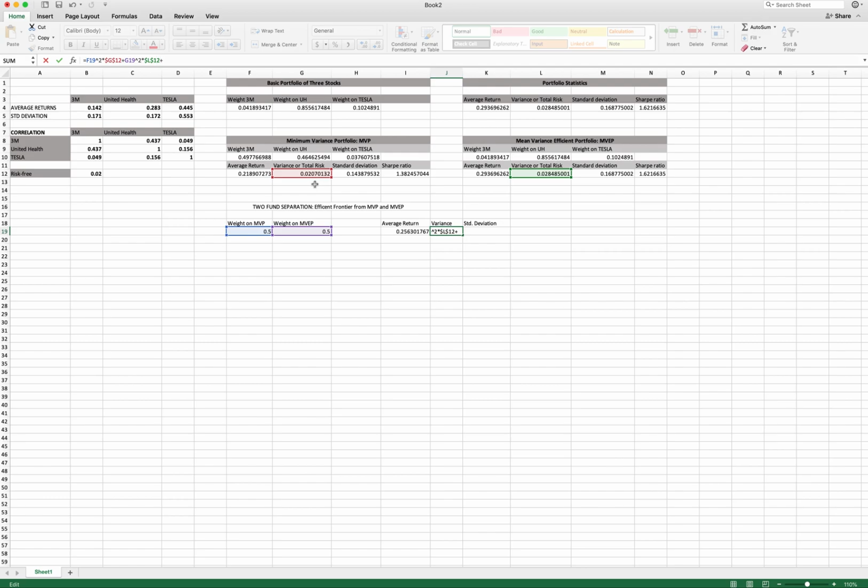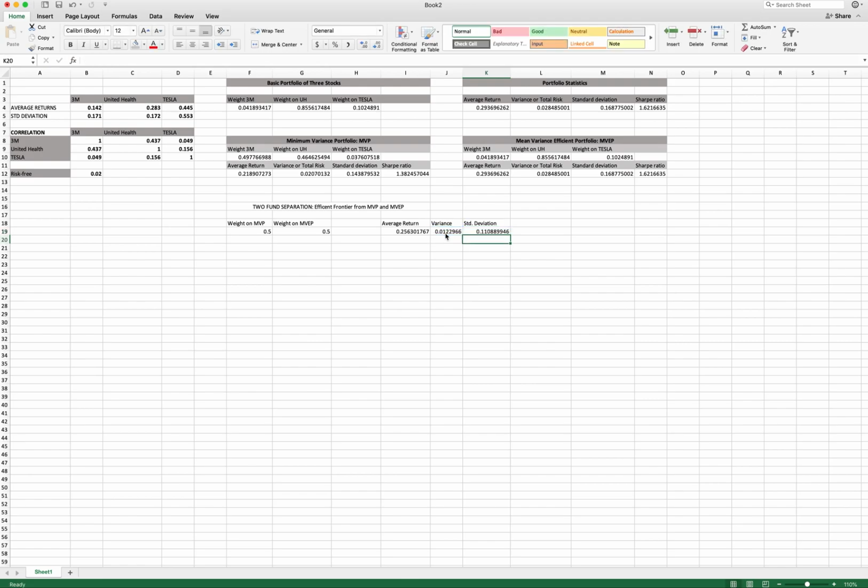And then I have one more thing. I have the cross term, which is equal to 2 times the weight on the MVP times the weight on the other portfolio times the covariance. Okay, so right now that's something I do not have. I don't know what's the covariance between the MVP and the MVEP. So I'm just gonna put 0 here. We're gonna get back to that. That's maybe the one thing that we have left. And then standard deviation is going to be equal to the square root of my variance, J19.